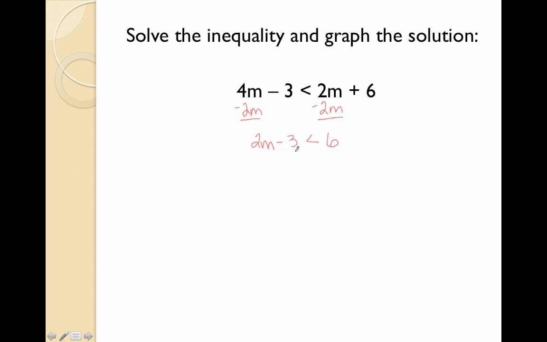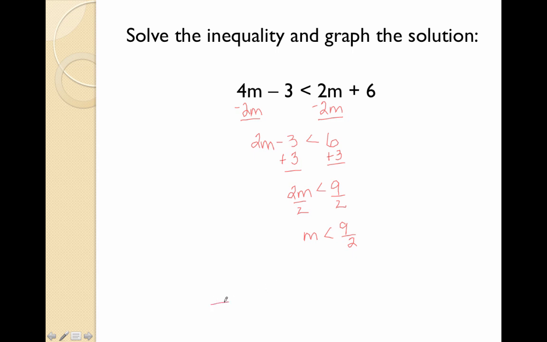I am not ready to divide yet because I still have 2 terms, which means I still need to finish isolating. I'm going to add on 3 to both sides, which leaves me now with 2m is less than 9. Now I can divide. I have one thing on either side of my inequality, or equation, which is what we were working with before. So I've got m is less than 9 halves.